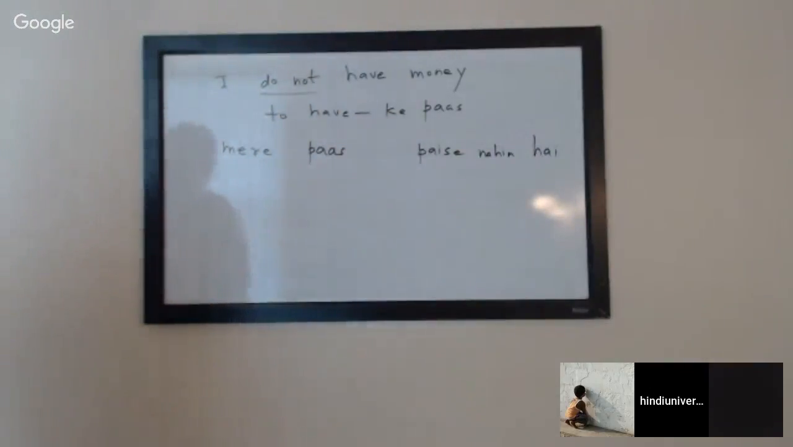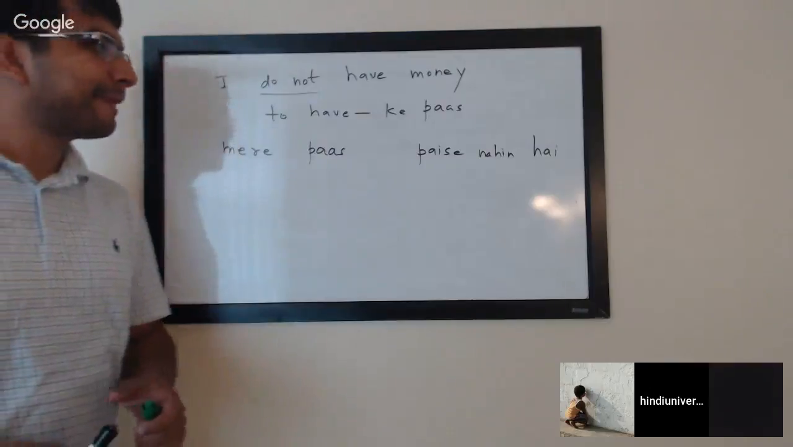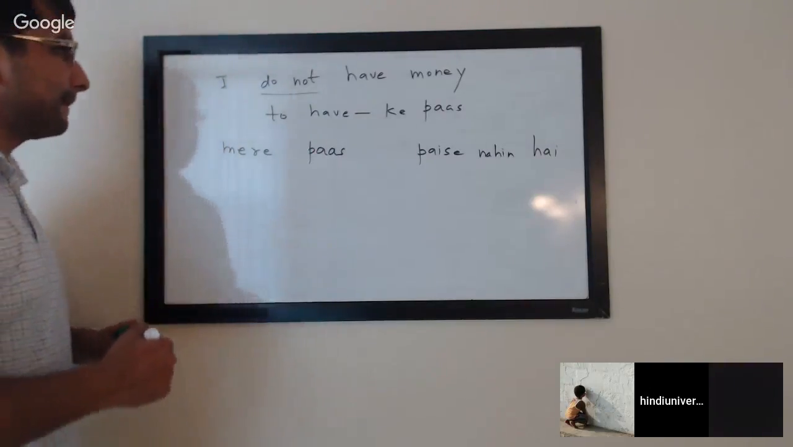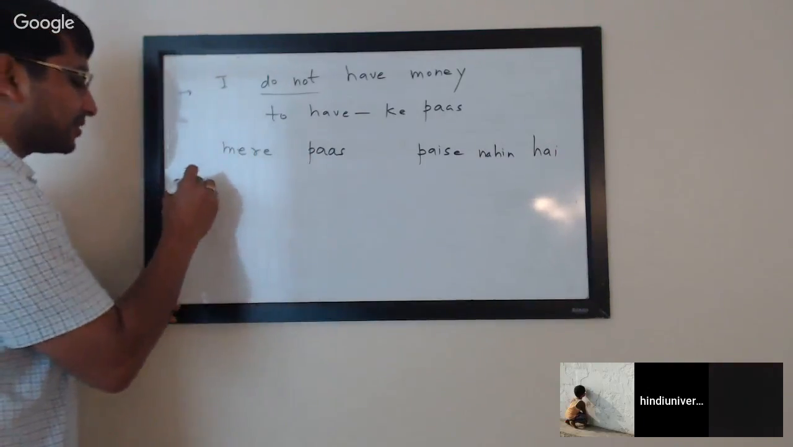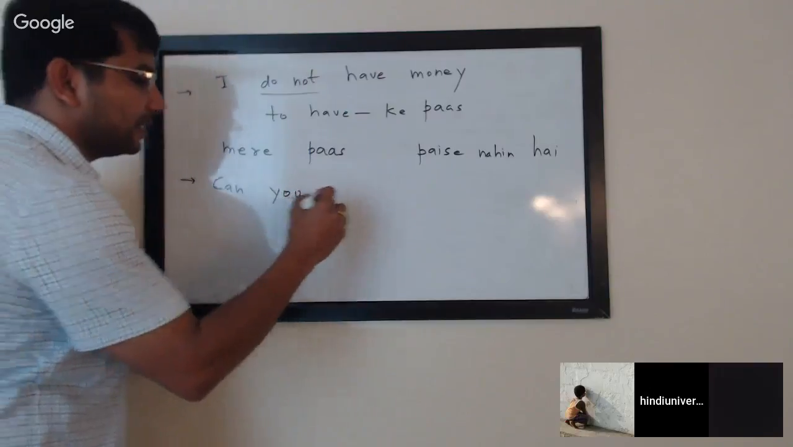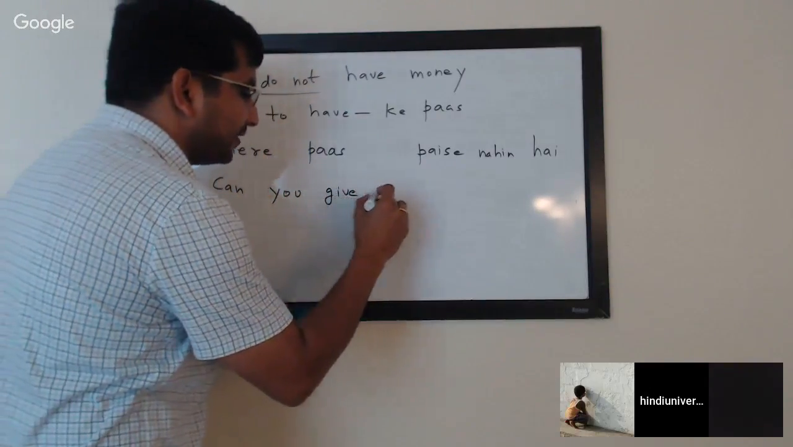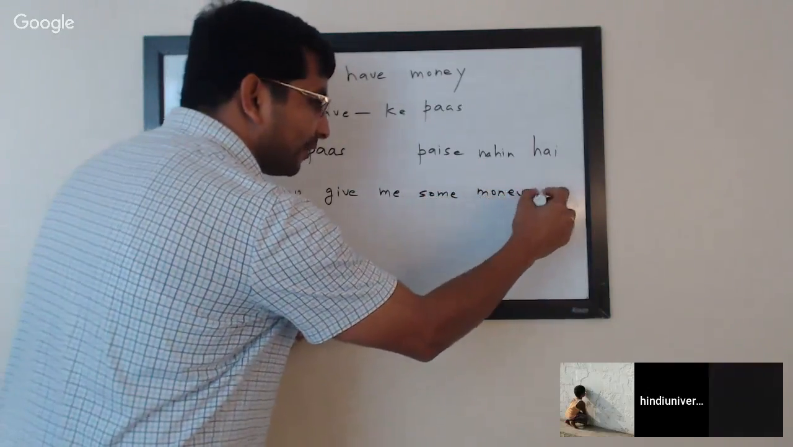Okay, let's say if Shireen can add something to it. What else can you add to it? What are you expecting Ram to do in this situation? Aap mujhe paise de sakte hain. Okay, so you are asking him a question. Can you give me money? Can you give me some money for how long?